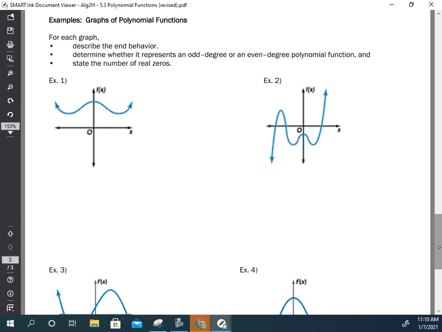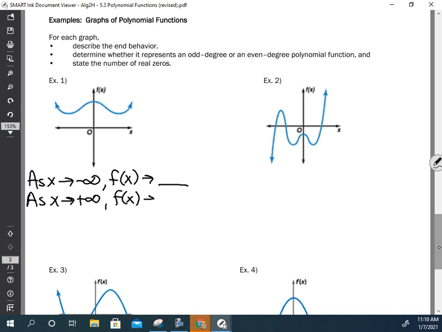So suppose I gave you a graph. Now we're going to do example 1 as a model. For each graph, first thing, describe the end behavior. End behavior is answering two questions. As x goes to negative infinity, what is the graph doing? As x goes to positive infinity, what is the graph doing? So, as x goes to the left, what is that doing?